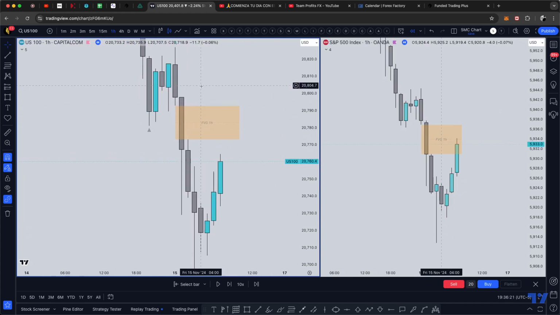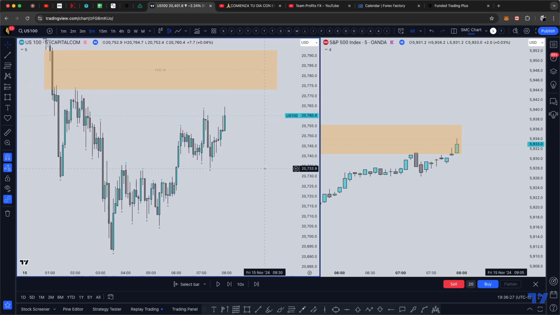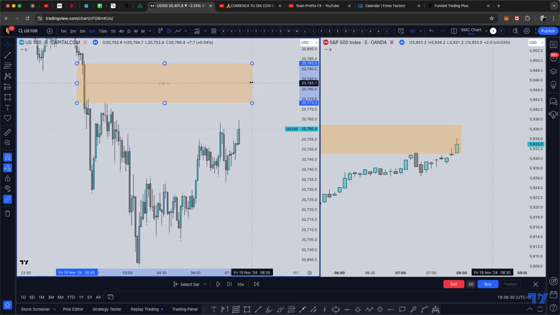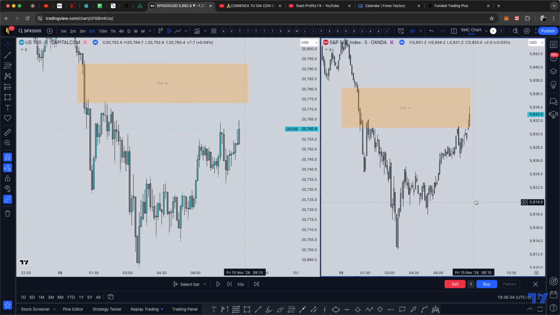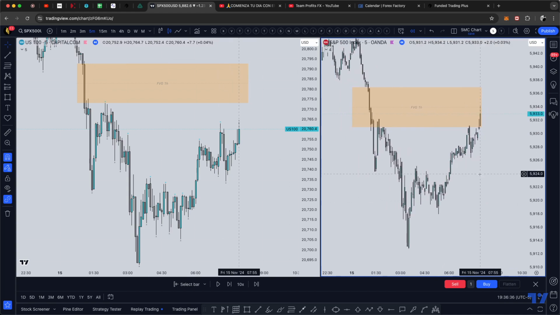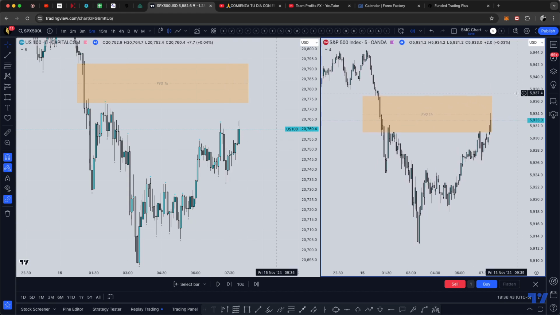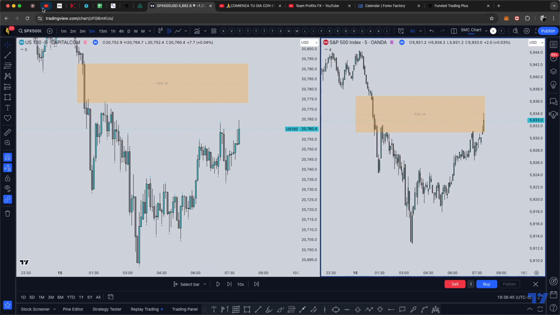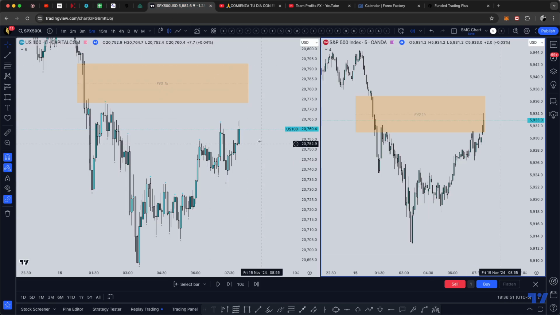So in this particular scenario, for this particular entry, this day, I spotted the 1 hour fair value gap, right? I went to the 5 minute. I was using the 5 minute and the 15 minute this time. So one thing I want to see, which pair got into the fair value gap first? S&P, right? We're already inside. What is the next step I need to see now? Once we spotted the higher time frame fair value gap, I need to spot SMT divergence.